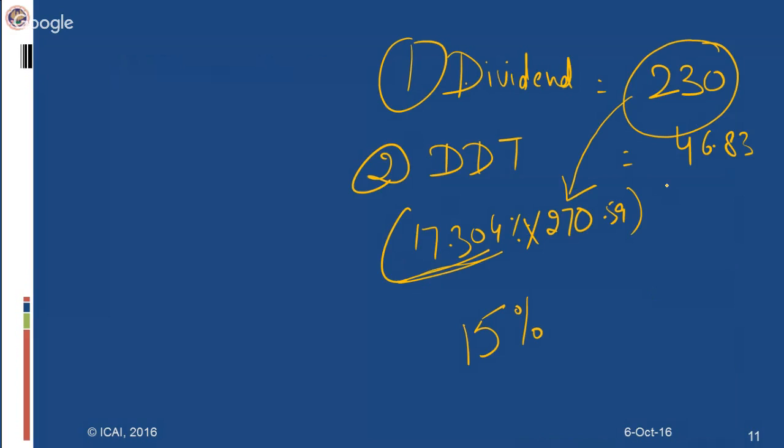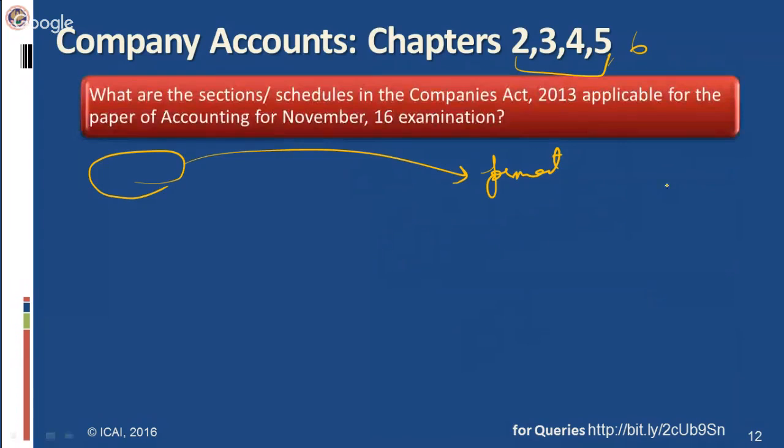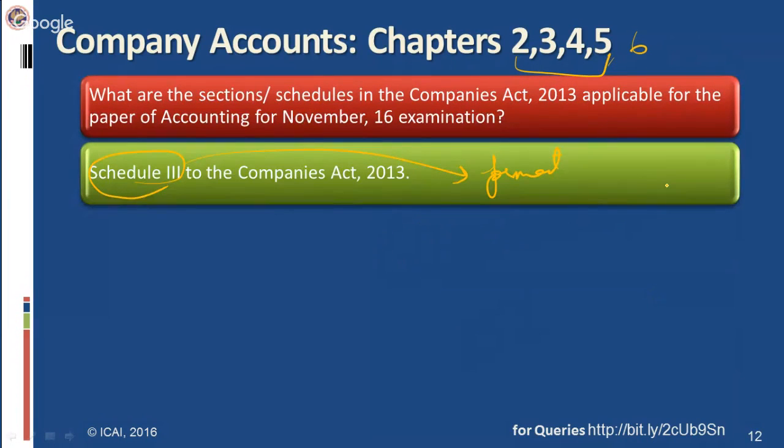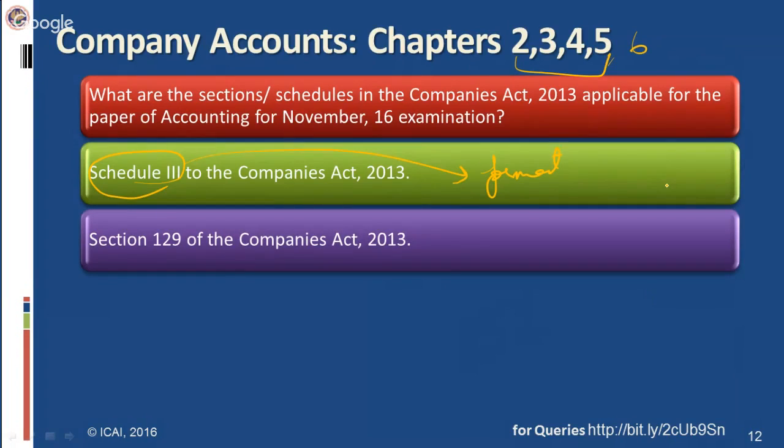So now we can come back to the PPT which we were discussing, and in between, we switched over to the concept of dividend distribution tax to make you understand the concept. Now, section 129. What does section 129 of the Companies Act say? Section 129 states that at every annual general meeting of the company, the BOD, that is Board of Directors, shall lay the financial statements of the company.